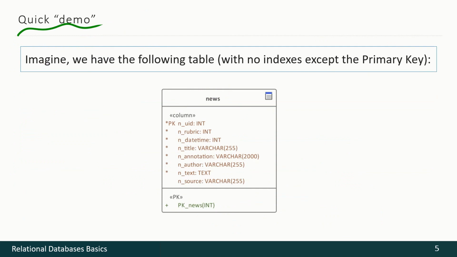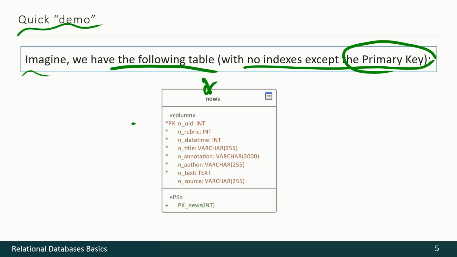Let's see a quick demo. Imagine that we have the following table, news, with no indexes except for the primary key. So this field is already indexed. And we have a news identifier here, rubric, date, time, title, annotation, author, text, source, and maybe some other fields, but that's all for now. And let's see what we can do with indexes here.